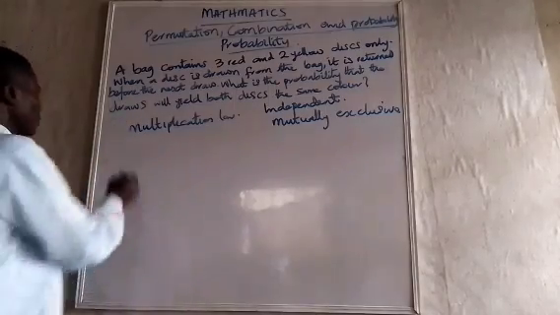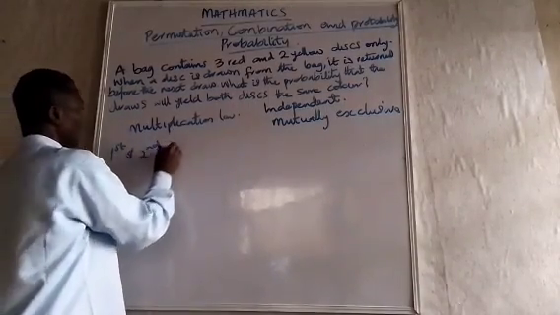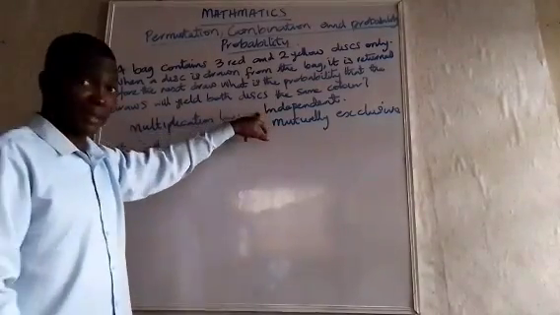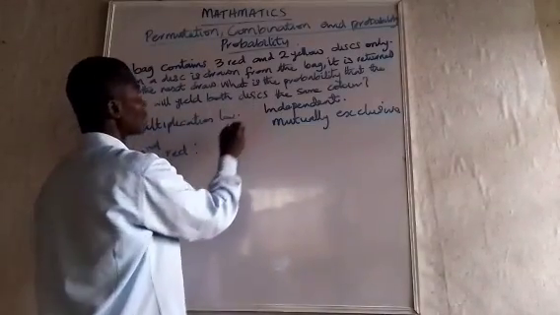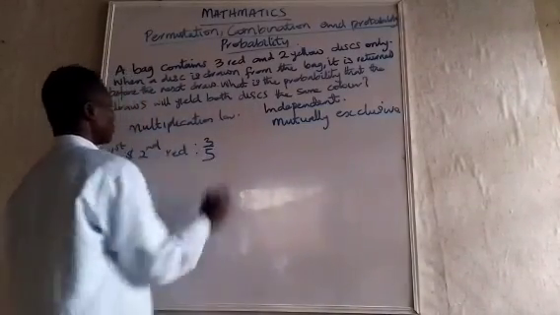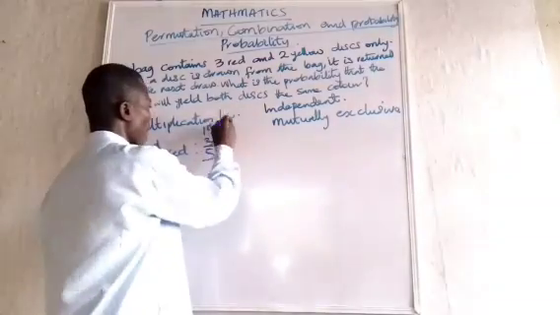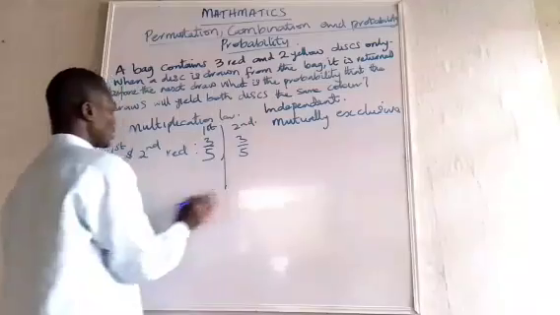The first one should be red. First and second red. And don't forget, we have said they are independent. So what is the probability for the first one to be red? That is 3 over 5. What is the probability of the second one to be red? That is 3 over 5, because it doesn't change.